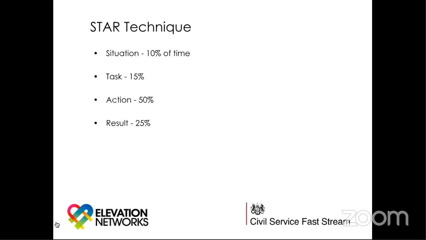I always use the example of the START technique being like a glass which holds water. By that I mean it helps to guide your answers in an effective and constructive manner that helps the interviewer see clearly the actions that you took, and also how your answer relates to the competencies and what they are looking for from the civil service. So I hope that's clear.